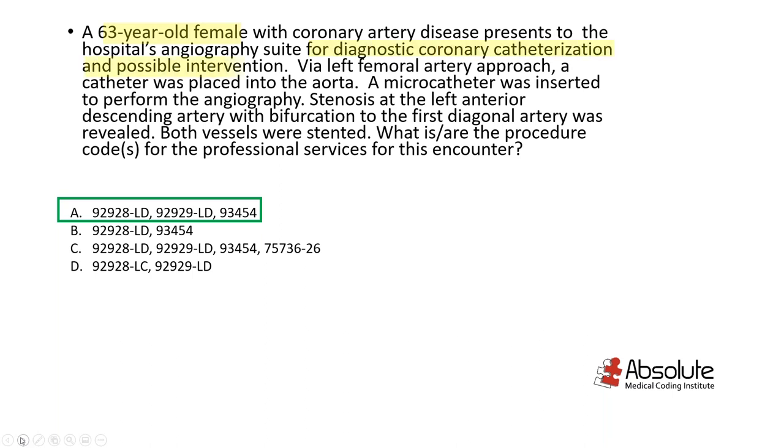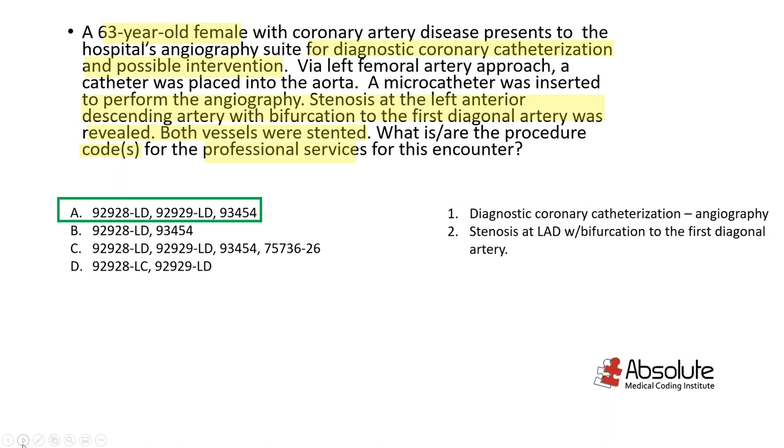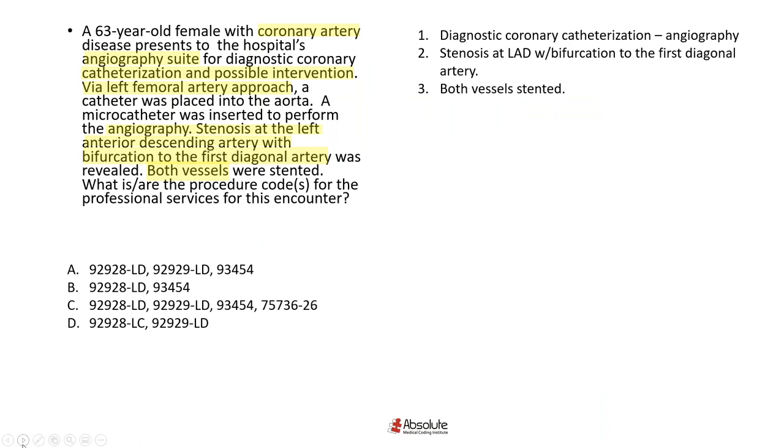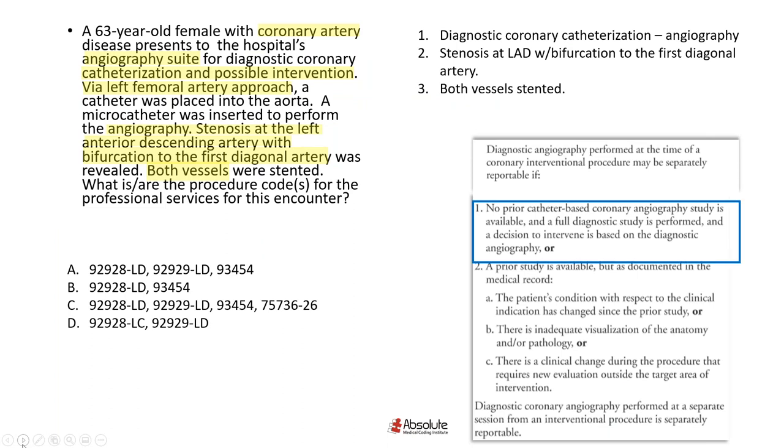A 63-year-old female, diagnostic coronary catheterization, possible intervention. Microcatheter inserted to perform the angiography. A stenosis at the left anterior descending artery with bifurcation to the first diagonal artery was revealed. Both vessels were stented. Well, let's start looking around. We have a diagnostic coronary catheterization and angiography. We know that the diagnostic angiography is performed if there's no prior angiography and they do the full study and use that study to make the decision to intervene. So we can code that.